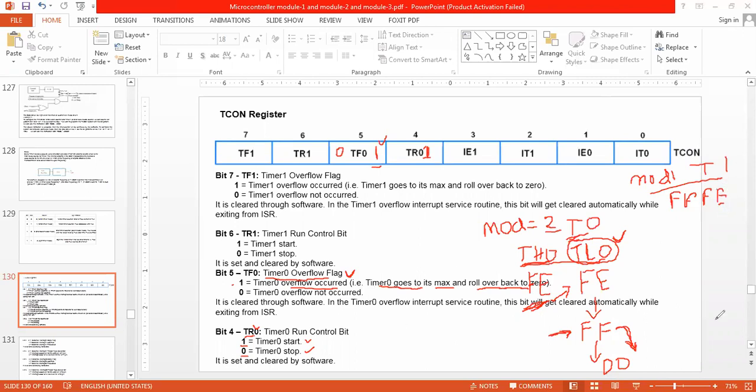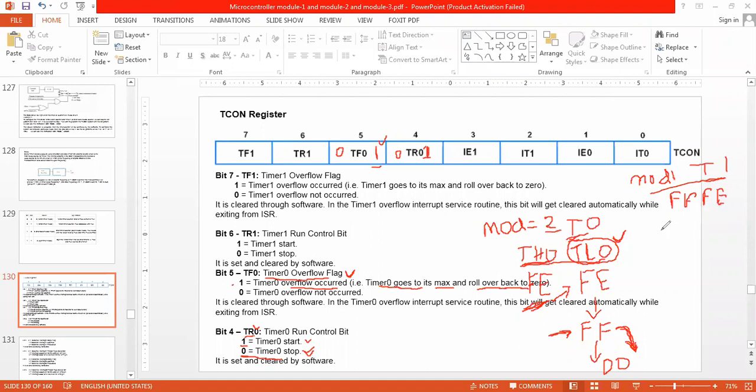Now the only thing is, when it reaches 0 0, if I want to make it continue, I can continue. Or else I can stop the timer by writing 0 into TR0. If I write 0 here, then the timer will stop counting the values. Say now I'm working upon T1, FFFE, mode 1 is there.